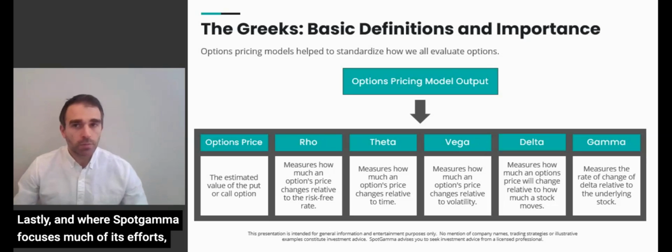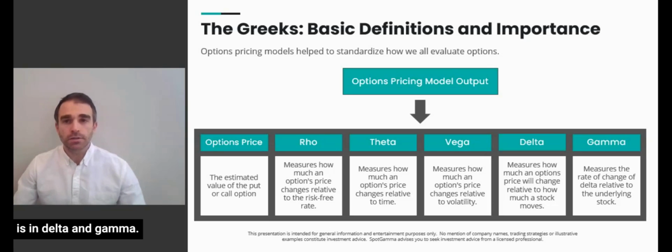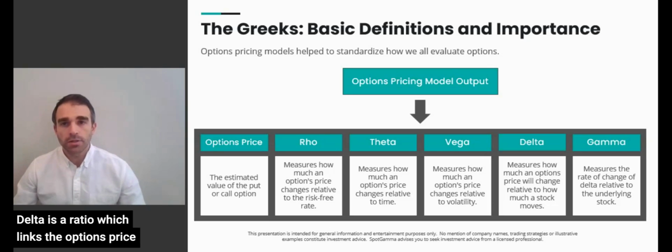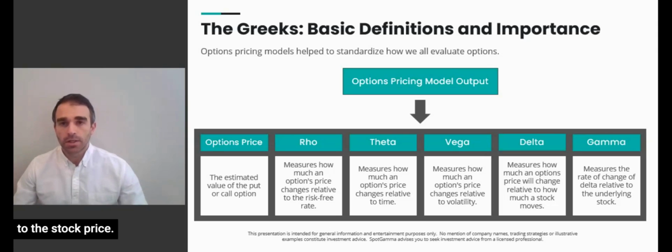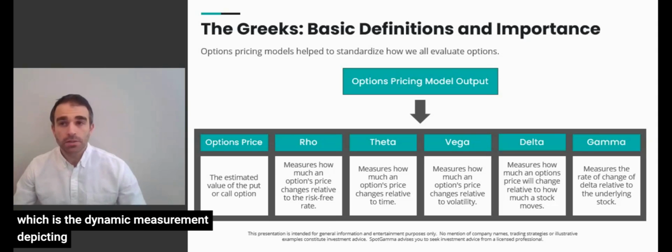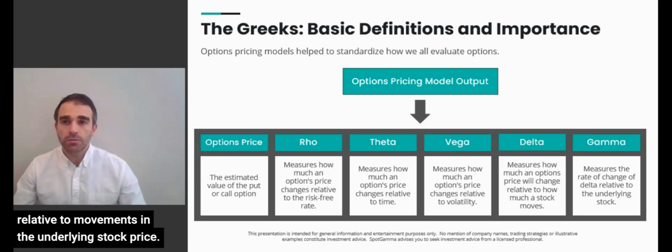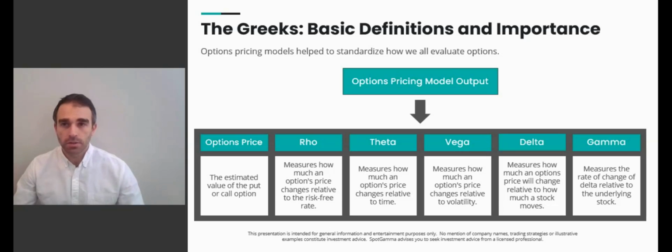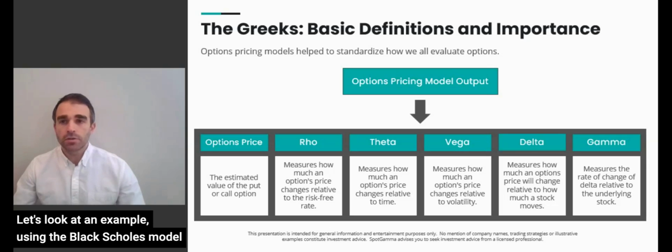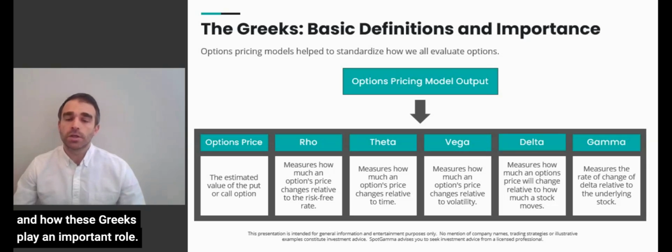Lastly, and where SpotGamma focuses much of its efforts, is in delta and gamma. Delta is a ratio which links the options price to the stock price. Gamma is a derivative of delta, which is the dynamic measurement depicting the rate at which delta changes relative to movements in the underlying stock price. Let's look at an example using the Black-Scholes model and how these Greeks play an important role.